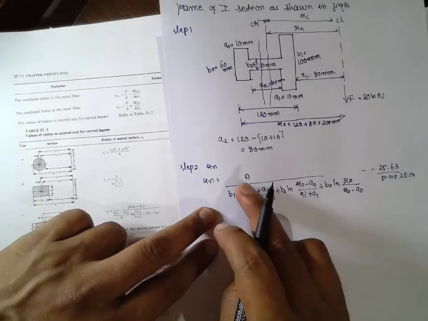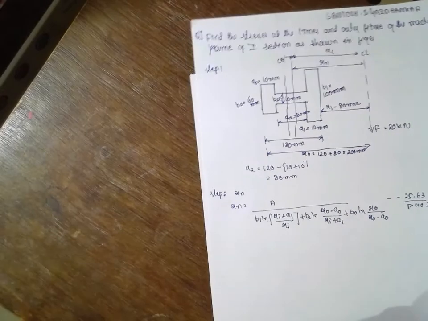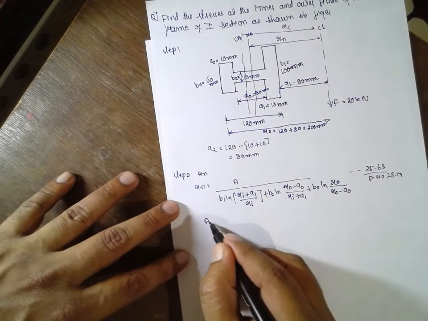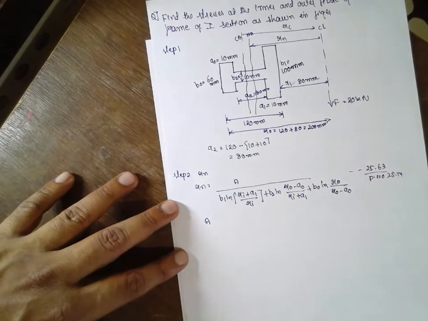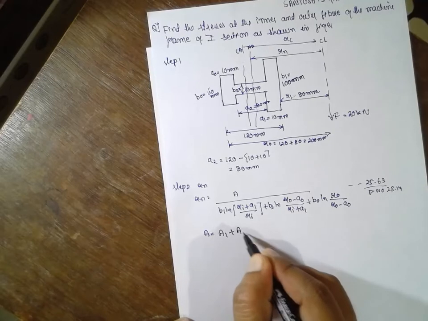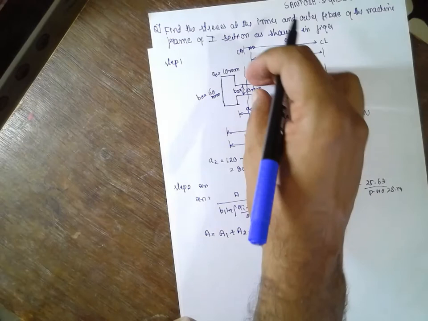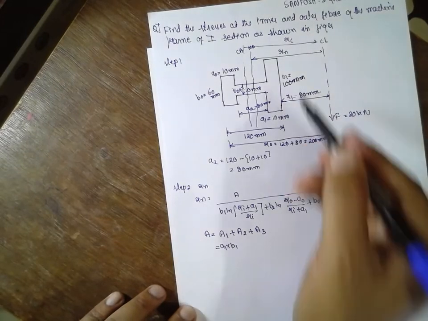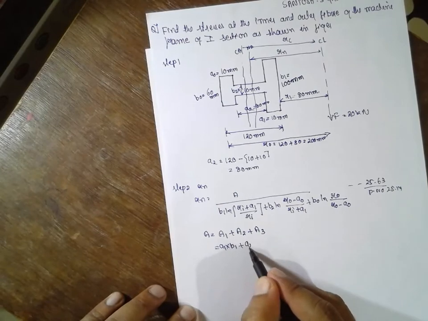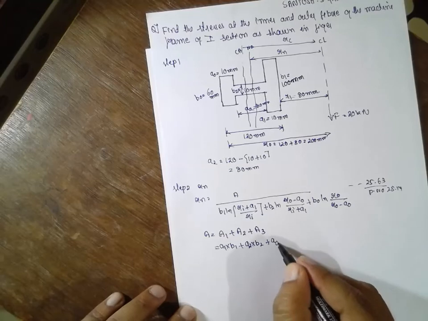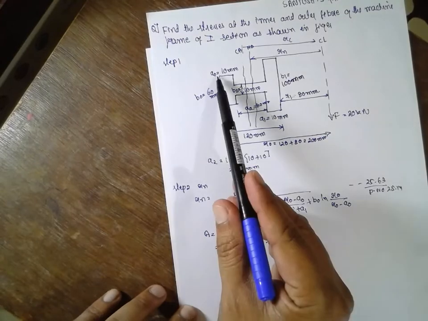But we don't know the area. How to find out the area of the I section? We'll keep this data handbook aside. Area for the I section, A, is equal to A1 plus A2 plus A3. I have to find the area of this one, this one, and this one. Therefore I will write A1 into B1, plus A2 into B2, plus A0 into B0.